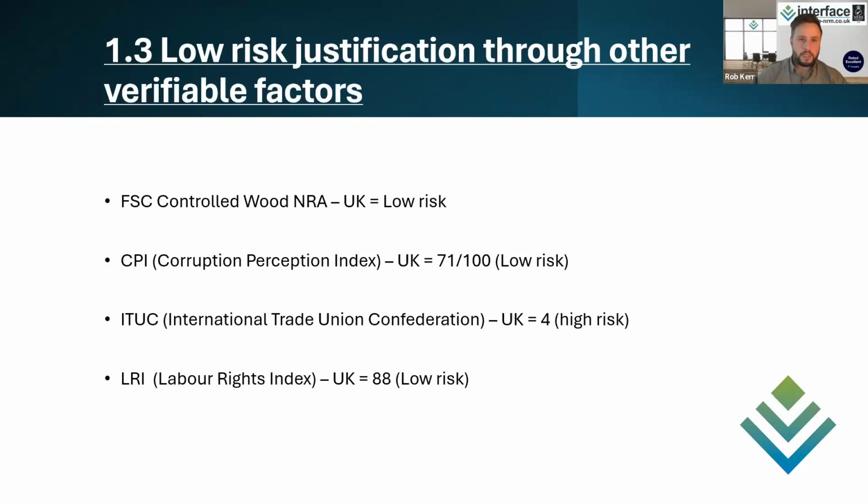However, we need to take into consideration all elements of this. So we don't need to either use all four or just use these four. We can take into consideration any combinations. And the final one, labour rights index, again, 70.5 or above is deemed low risk, and the UK is 80, so we would be considered as high risk.